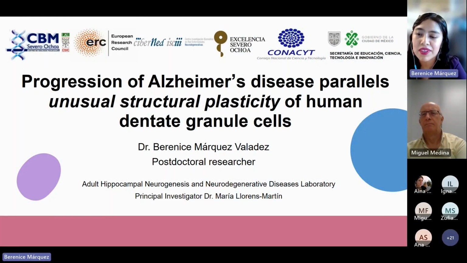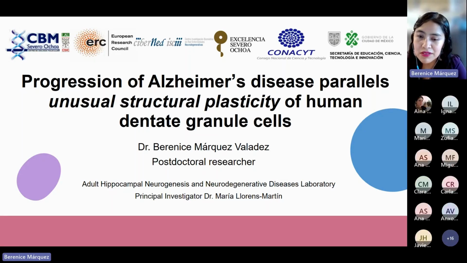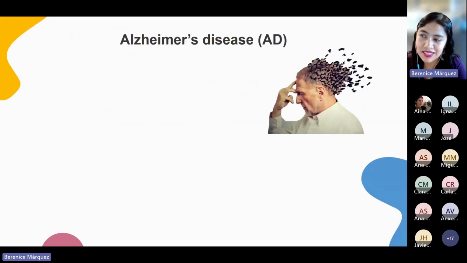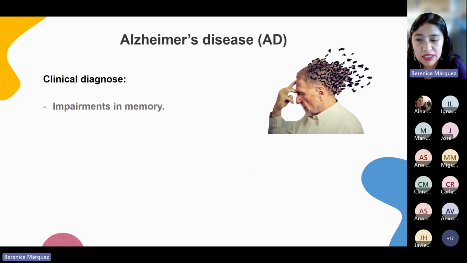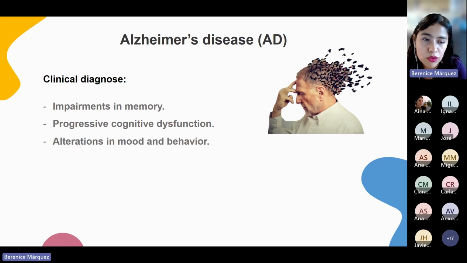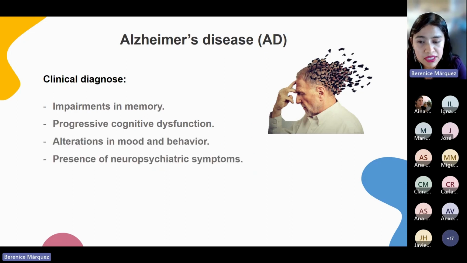And today I will present you the results of the project that I developed during the first year of my postdoctoral stay. As an introduction, Alzheimer's disease is the most common form of dementia. The clinical diagnosis is characterized by impairments in memory, progressive cognitive dysfunction, alteration in mood and behavior, and presence of neuropsychiatric symptoms, and is frequent in aged persons.